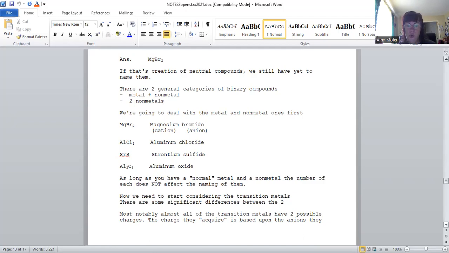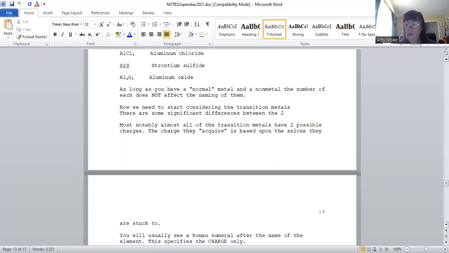SrS, strontium sulfide, and then a name for the molecule that we recreated. Al2O3 is just simply aluminum oxide. No dis, no tris, no Roman numerals. So, reminder, as long as you have what I will call a normal metal, meaning not a transition metal, along with a non-metal, the number of them, how many are present in the molecule, does not influence the name.